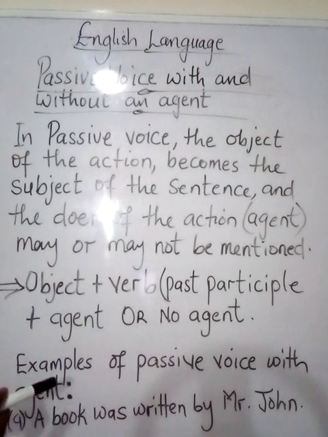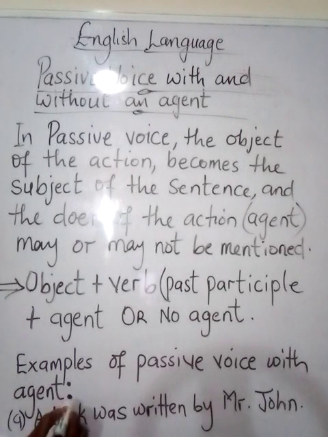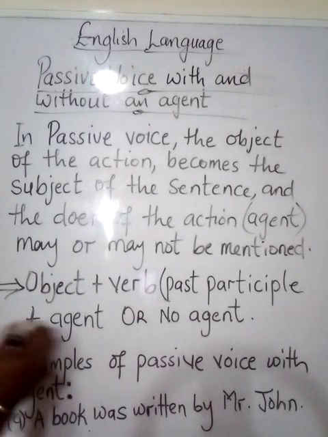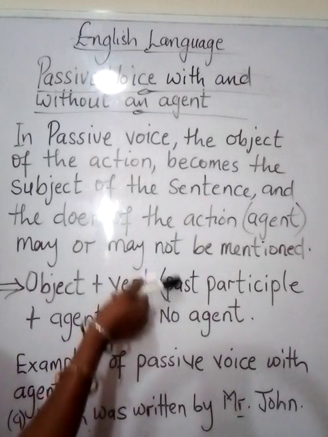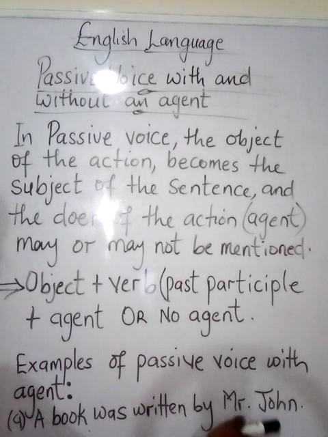So if we arrange it, the object here would be a book. And then was written is the past participle, and Mr. John is the agent. A book, the object, was written, past participle, and Mr. John is the agent. Okay?